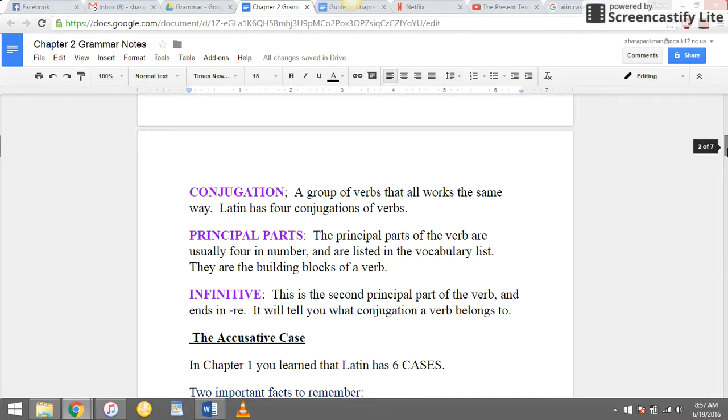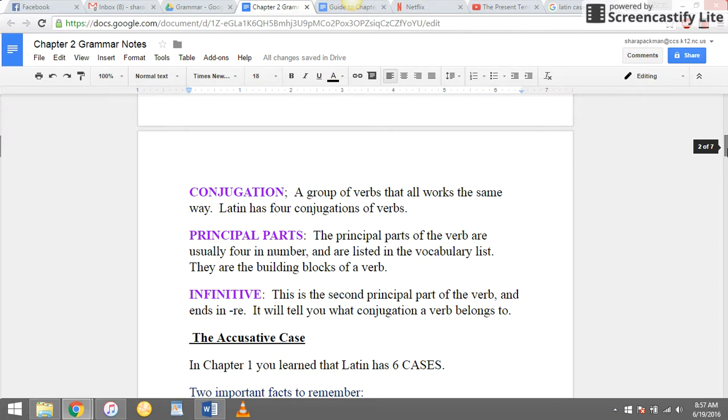Then you have something called an infinitive. This is the second principal part of the verb, and it ends in ere, or are, ire, re. For example, habito, which means to live, the second principal part is habitare, ends in re. These tell you what conjugation a verb belongs to, which is a skill that you're going to have to master in chapter 3.